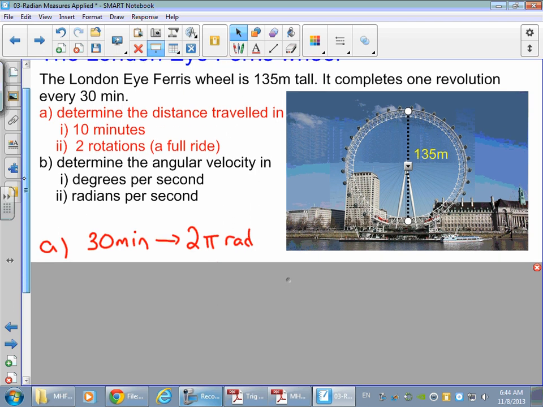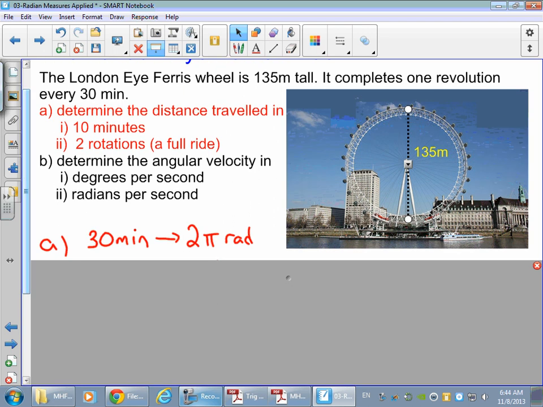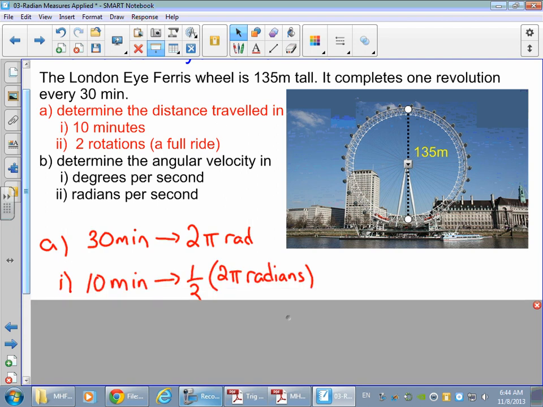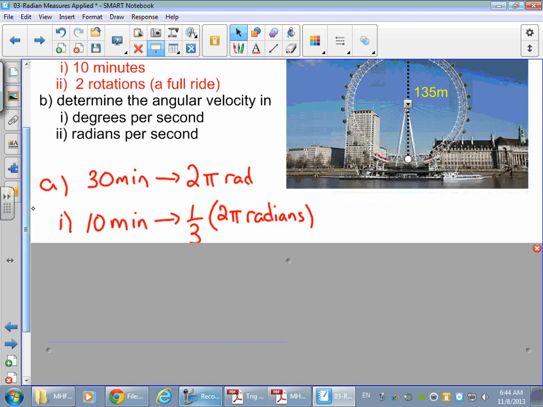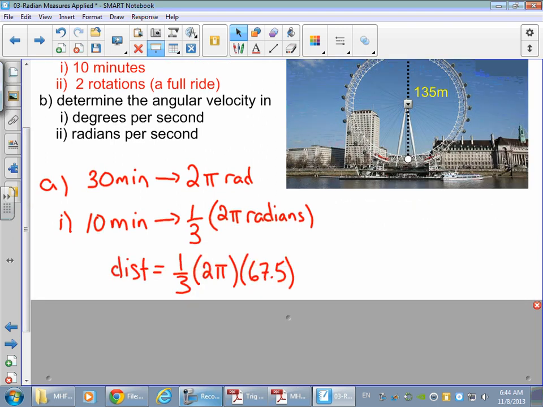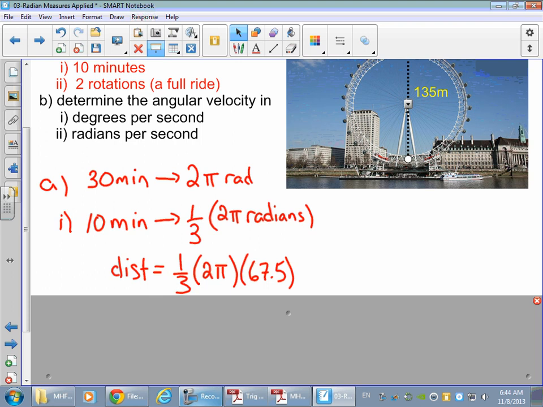So key concepts here, the 135 and the 30 minutes are my two numbers. Determine the distance traveled in 10 minutes. In 10 minutes, I go a third of the way around the circle. And so 30 minutes is 2 pi radians. 10 minutes is going to be a third of that. And so the actual physical distance in meters will be calculated by taking 1/3 of this calculation. The 67.5 is just this value.